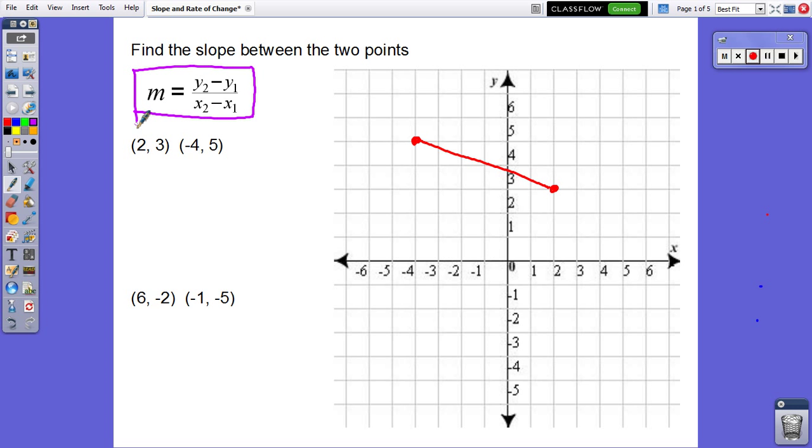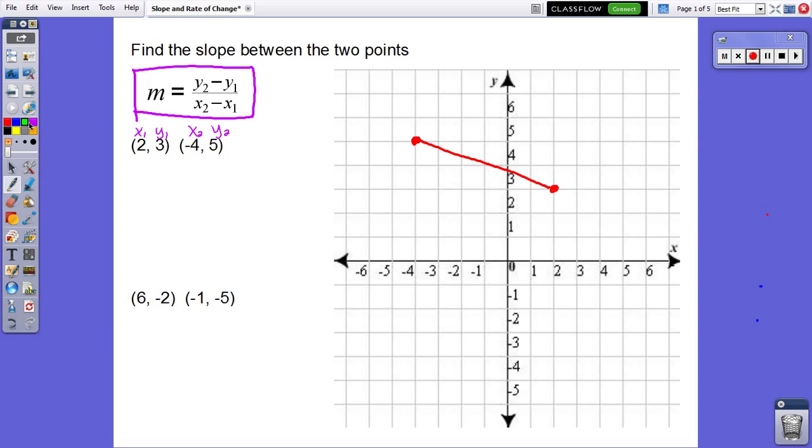M is the variable that we use for slope. M stands for slope. If we look at that fraction, on the top there's y2 minus y1. On the bottom of the fraction, x2 minus x1. So when we're looking at our coordinate points, we pick one of the points to be x1, y1, and we pick the other point to be x2, y2. And then we can just plug them into that formula. Let's look at it on the graph first, though.